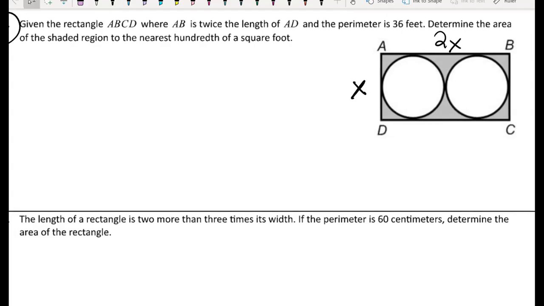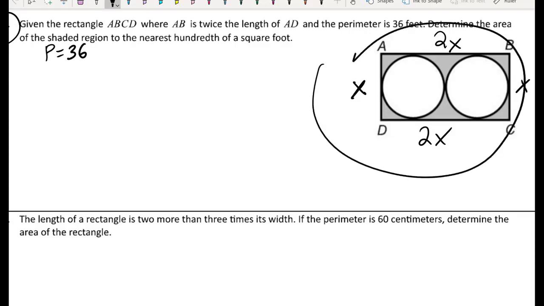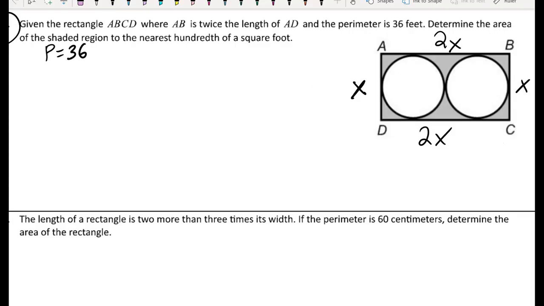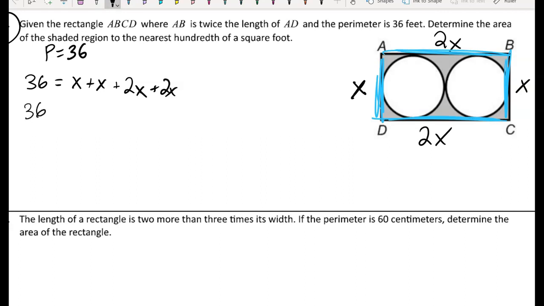Now for a rectangle, remember opposite sides are equal, so I could label BC as x, and DC is 2x. And they tell me my perimeter is 36 feet. And remember, I get that just by summing all of my sides on the outside of the figure. So I'm going to create an equation to help me solve for x. 36 is equal to, well, I've got the two x's for AD and BC, plus 2x, my top side and my bottom side there. So that's the sum of all my sides. That should be equal to 36.